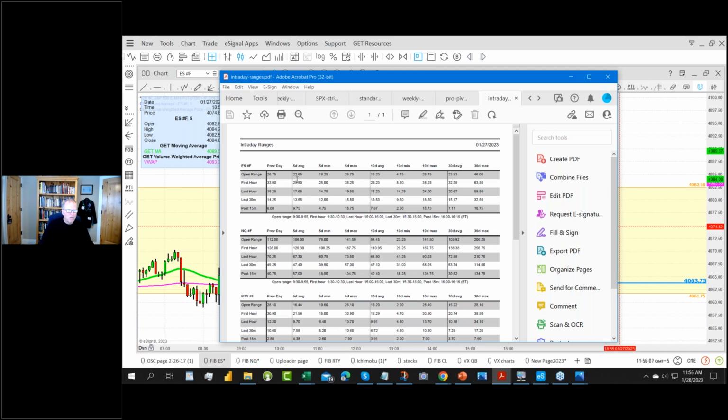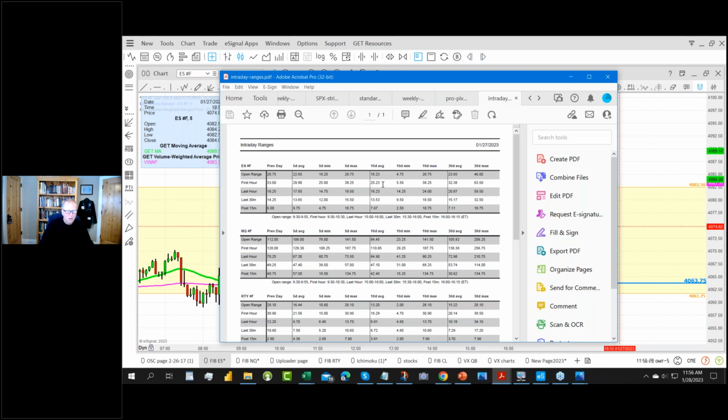The 5-day average was 22.65. The previous day had been 28. The 10-day average was 18.23. 30-day average 23.95. So basically, I look at that and say, okay, the open range was absolutely within what I would expect. You know, 20, 19, 20, 21, 22.